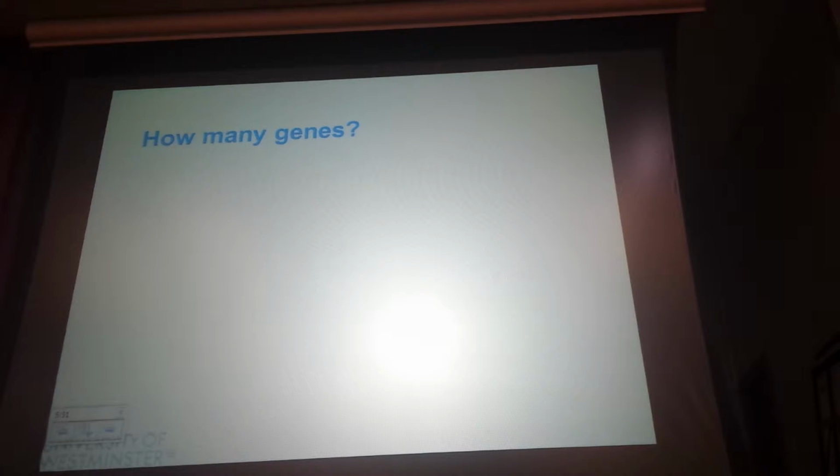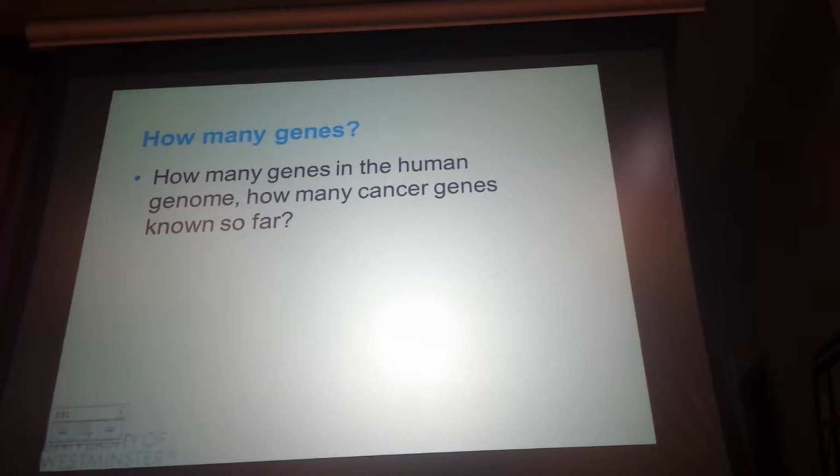Do you know how many genes we have in the human genome? And do you know how many cancer genes are known so far? Does anyone of you have an idea? No? So we have approximately 24,000 human genes. And actually, it's way less than we thought at the beginning. Before the genome was sequenced 10 years ago, we thought we had 100,000 genes.